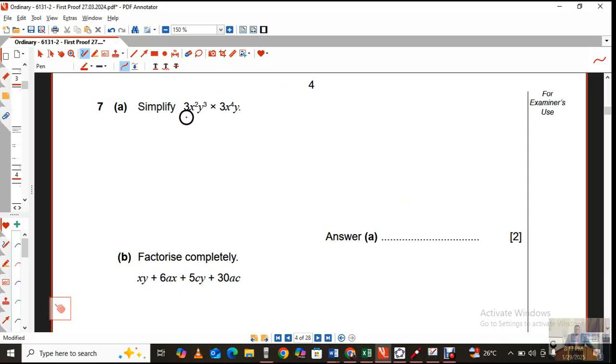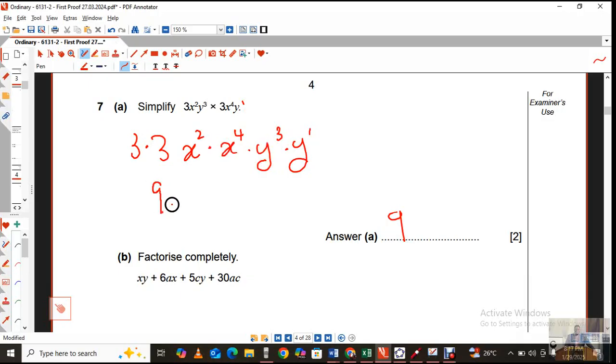You need to simplify. Here you multiply the coefficients together, 3 times 3, then you have x squared times x to the power 4, then multiplied by y cubed times y. Let's put a 1 there, so there's a 1 there. Now 3 times 3 is 9, and x squared times x to the power 4, you add the indices. That is 2 plus 4, so that is x to the power 6. Then you have y, you add the indices, so that's going to be y to the power 4.